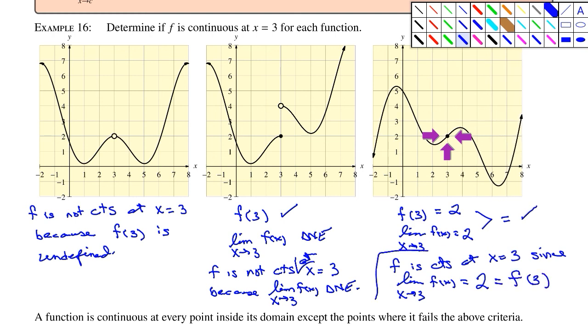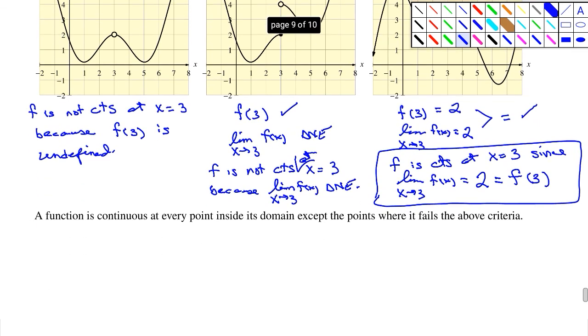So this one little statement right here embodies all three of those parts. It implies that the function value exists at x equals 3. It implies that the limit exists when x is equal to 3. And it implies that they're both the same. And that is a continuous function. One note here, a function is continuous at every point inside its domain except the points where it fails the above criteria. So as long as it doesn't fail any of the criteria, then it's continuous at all those points, and now we can get intervals where the whole thing is continuous.